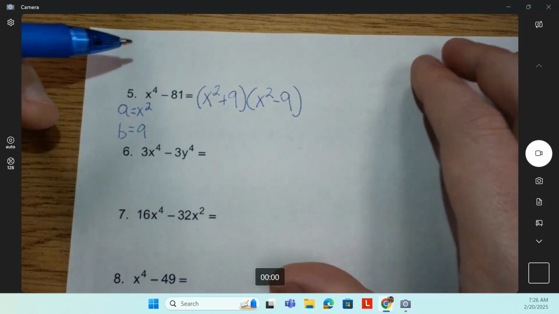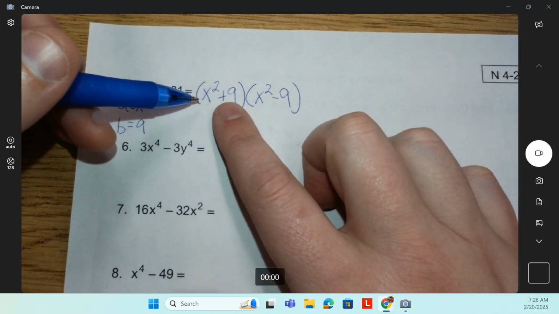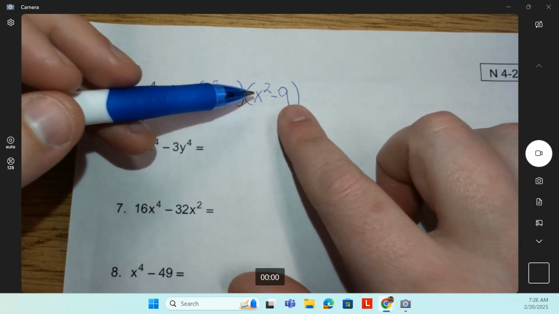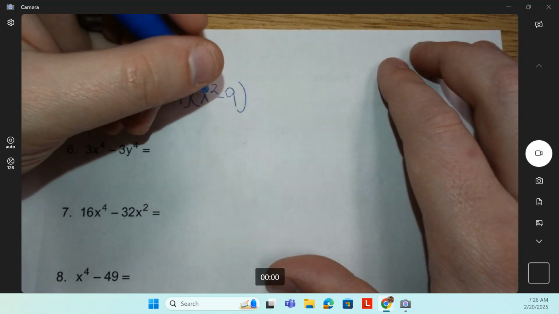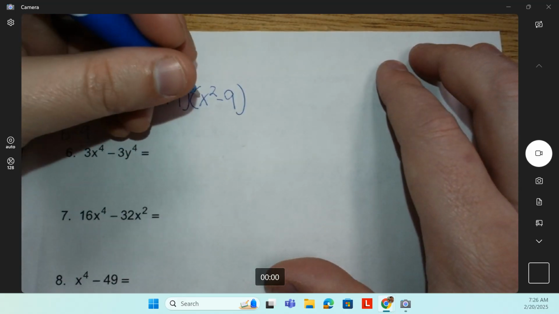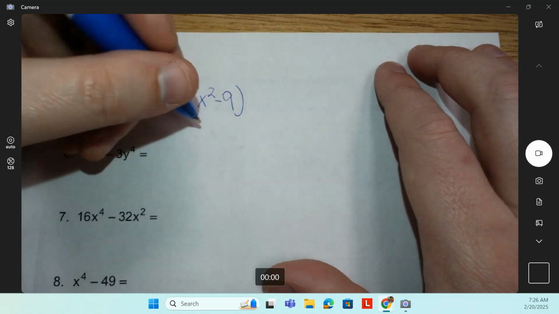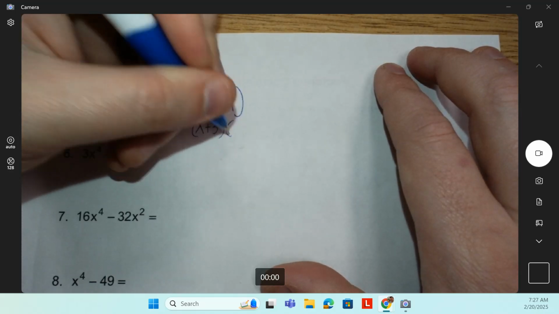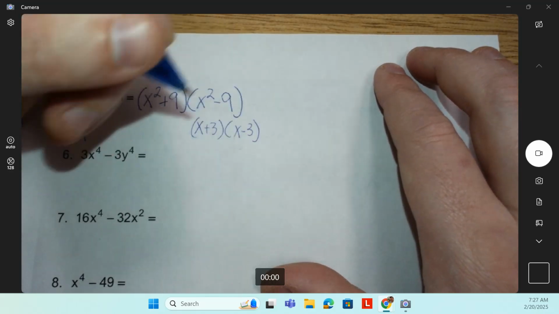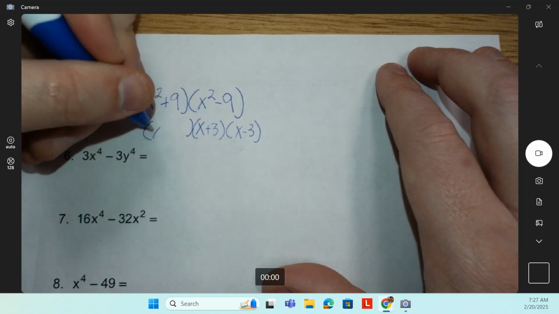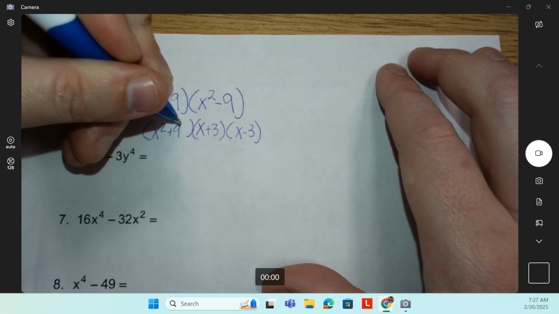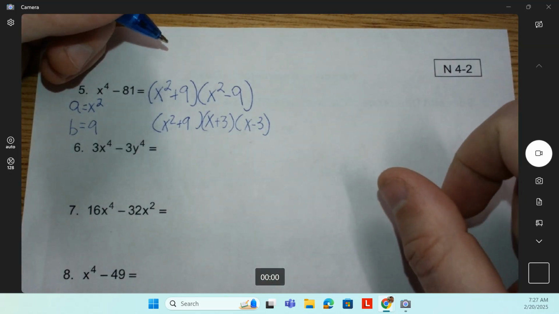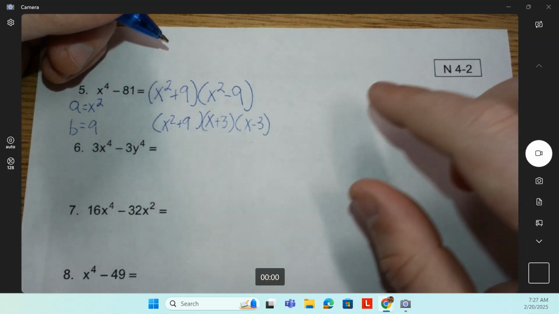Now what they do to you here, though, is that, okay, this one's done, it's factored as much as it can be, but this one here is actually a difference of squares again. So we have to split it up, and my new A would just be x, my new B would be 3. So this splits up into x plus 3 and x minus 3. And so I get x squared plus 9 times x plus 3, x minus 3. Okay, and now it is factored out as much as it can be.